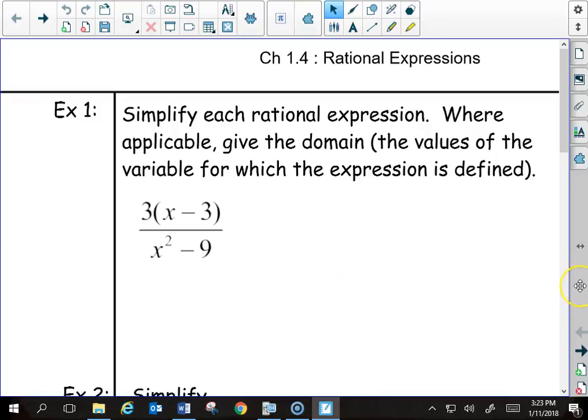Okay, chapter 1.4 is about rational expressions. This is where we have variables in both the numerator and the denominator. A reminder on how we can reduce any fraction.